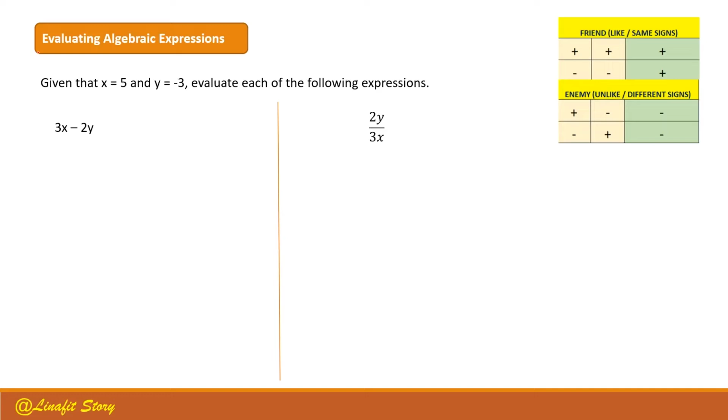Evaluating algebraic expressions. Given that x is 5 and y is negative 3, evaluate each of the following expressions. 3x minus 2y. So 3 times 5 minus 2 times negative 3. 3 times 5 is 15. Negative 2 times negative 3: same sign, means you meet your friend. If you meet your friend, the result is positive 6. So 15 plus 6 is equal to 21.